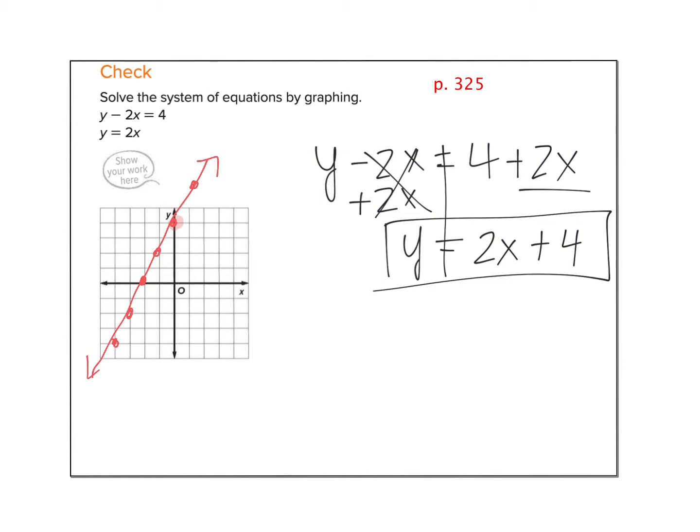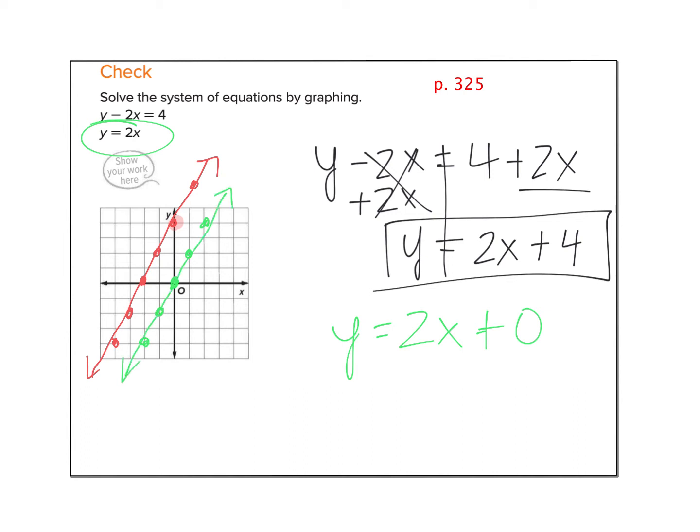Okay, my other line is this one. It's y equals 2x plus 0. So that means I'm going to start at 0, or the origin, and I'm going to go up 2 over 1, up 2 over 1. And I'll go down 2, back 1, down 2, back 1. I'll kind of connect it.